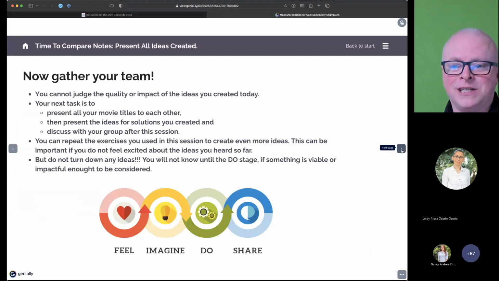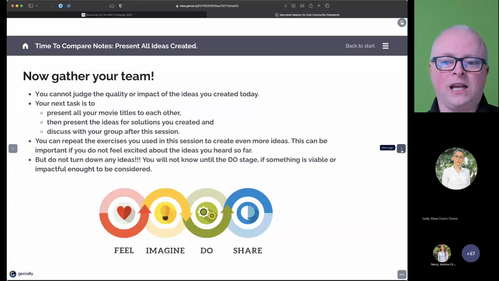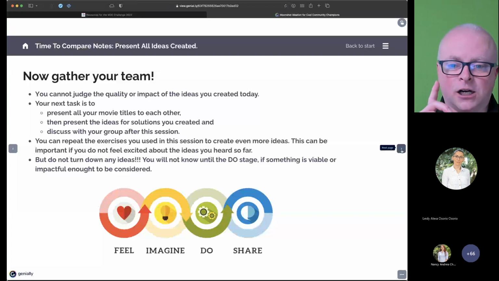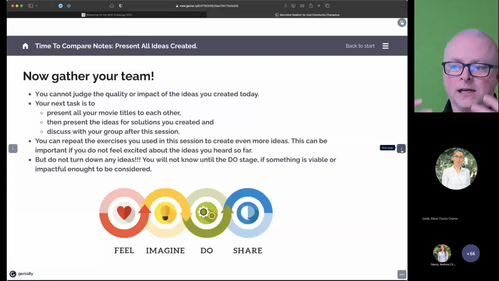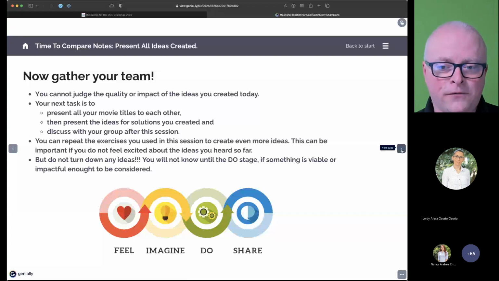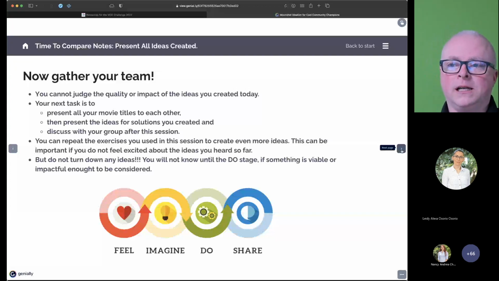Now it's time to gather your team, go back in your groups. What I would like you to do is share to each other the movie titles you created, the solutions that you came up with. Just present to each other. What did you get out of this exercise? And don't judge anything, right? All ideas are good ideas. It's only in the next stage, the do stage, where we get to realize whether something can work or not. But here at the imagine stage, all ideas are fine. Just we need more and more ideas. So you can work together in this exercise to do that. Don't turn down ideas.